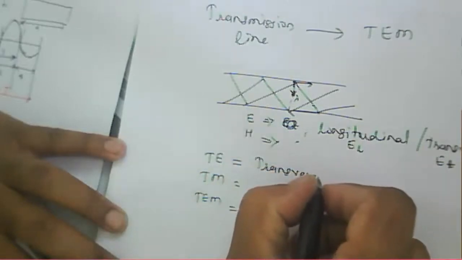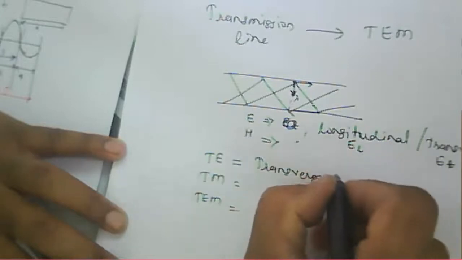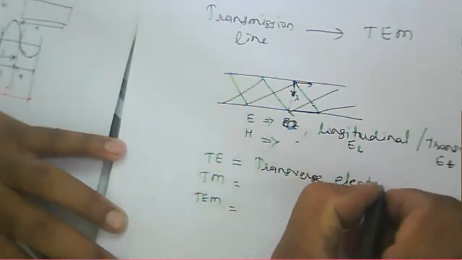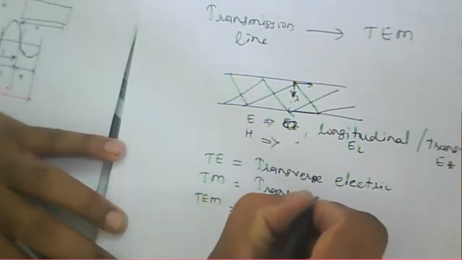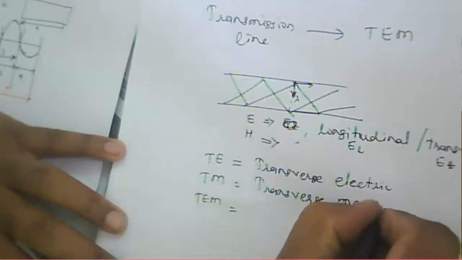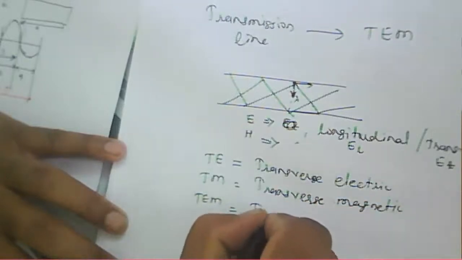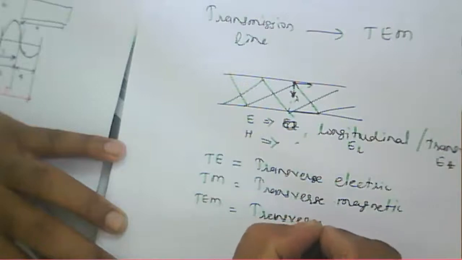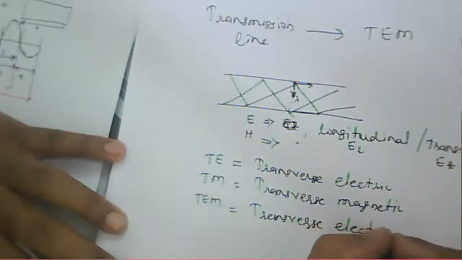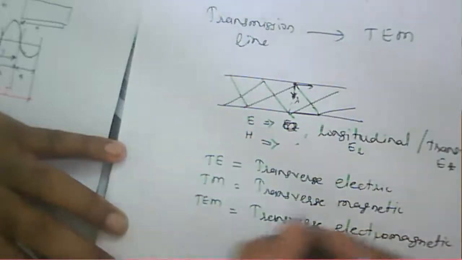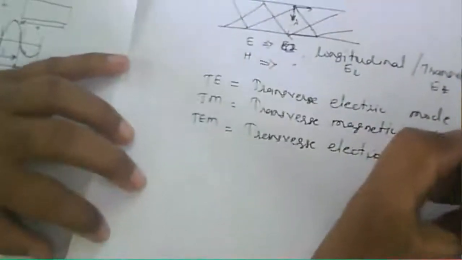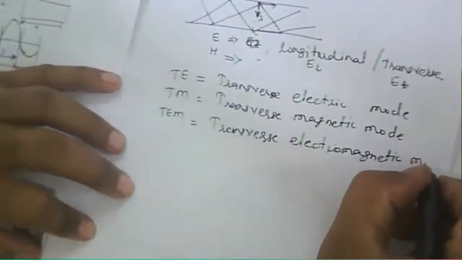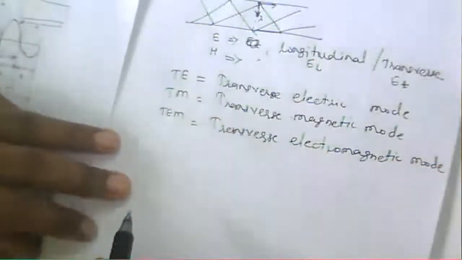Okay, we can say transverse electromagnetic mode, or transverse electric mode, or transverse magnetic mode, with the magnetic field component. Then we say it is about a transverse electromagnetic mode. Okay, transverse electric mode, transverse magnetic mode, and then a transverse electromagnetic mode. That's about a TE mode, TM mode, and a TEM mode.